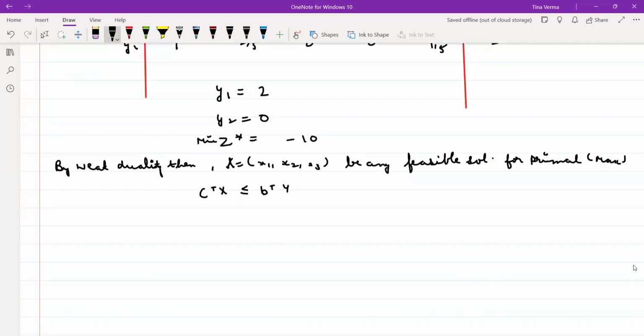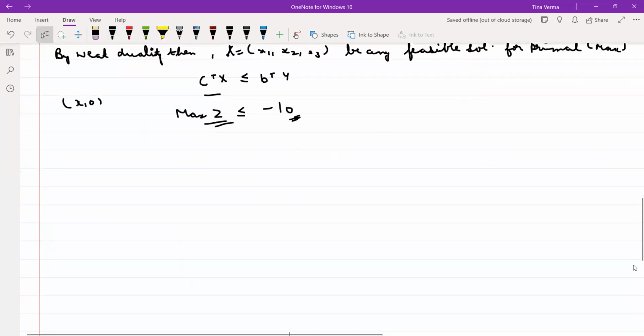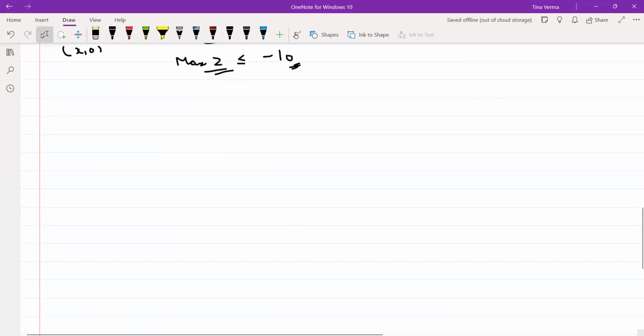Because if you take any feasible solution, you can take even X0, it will remain that your maximum value, that is C transpose X, is bounded, because your B transpose Y is coming out to be minus 10. So it will always be less than or equal to minus 10 because this is my optimal solution. Therefore, your maximum value cannot exceed minus 10. So this was the first question and first part.